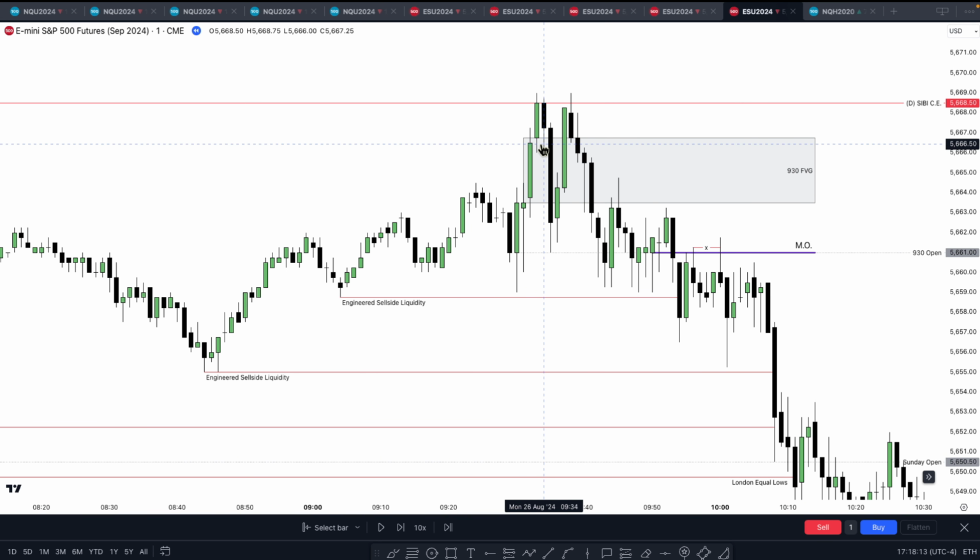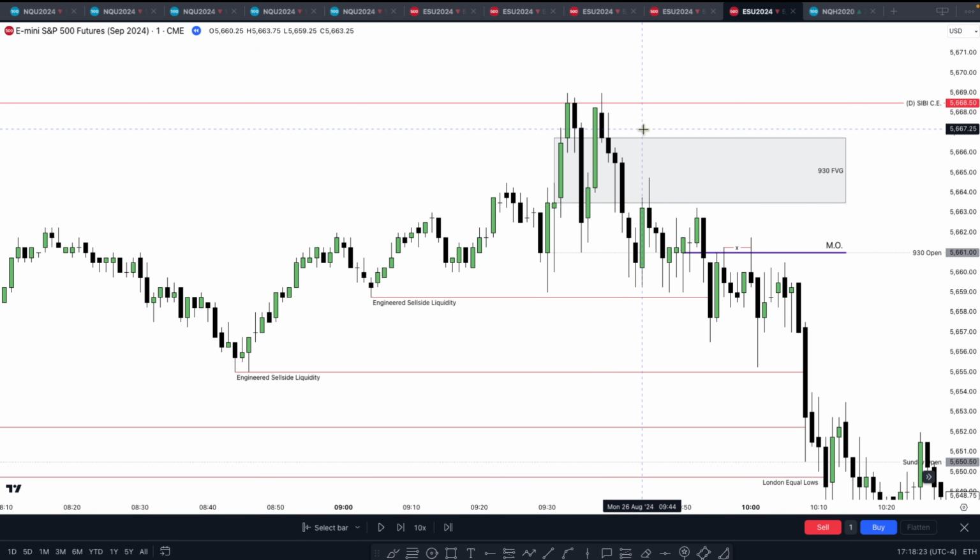Okay, now what does price do? It gets below it, and does it reclaim here? Yes, right? Why did it do this? Why did it come back up? I don't know, right? Do I need to know? No, I don't.